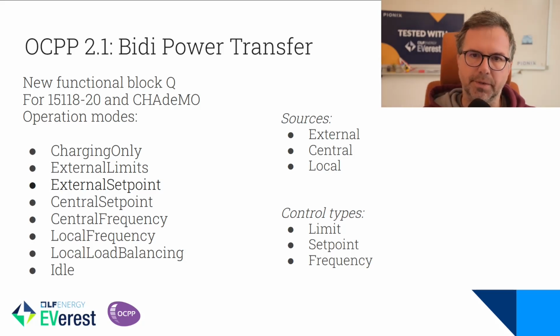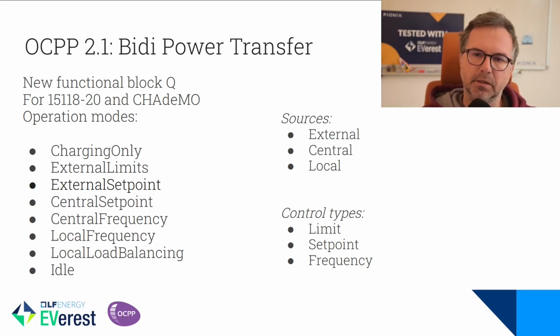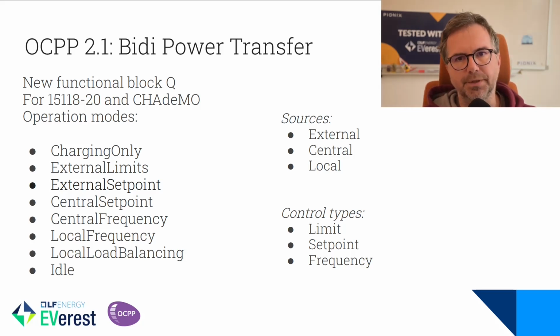So the charging station measures something, tries to control a certain way how it does bidirectional power transfer. And then you have external, and with external, that's typically an energy management system. So it's a home energy management system, a building energy management system, a site energy management system.